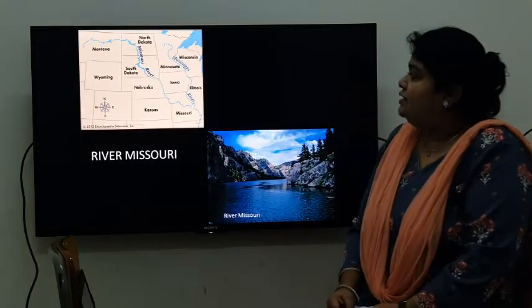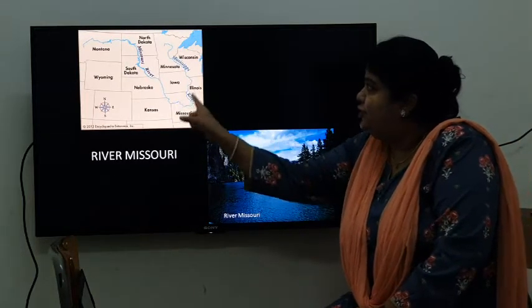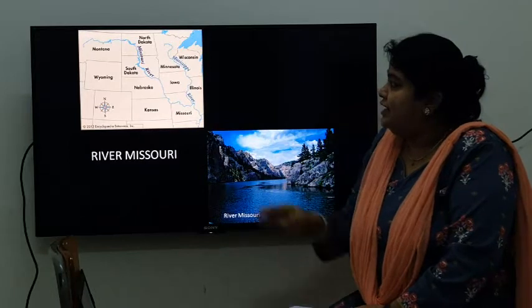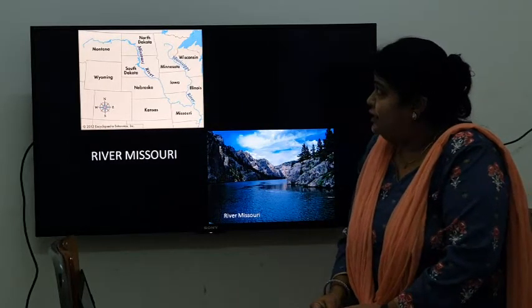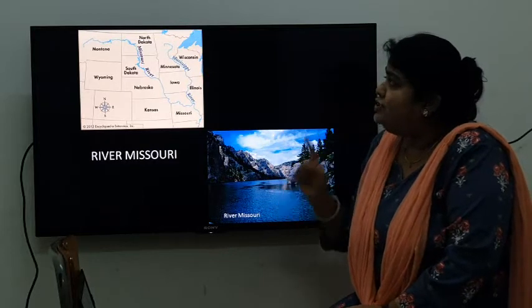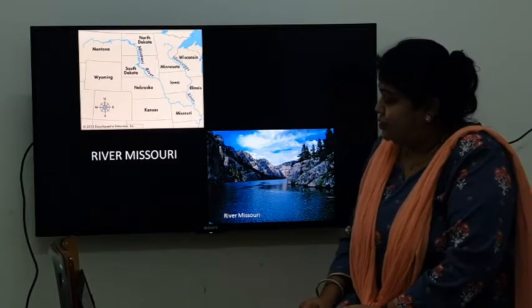Then we have the next important river, River Missouri. River Missouri is the tributary of River Mississippi. Its direction is southwards. This particular river is the longest tributary of River Mississippi, and this is the image of River Missouri.